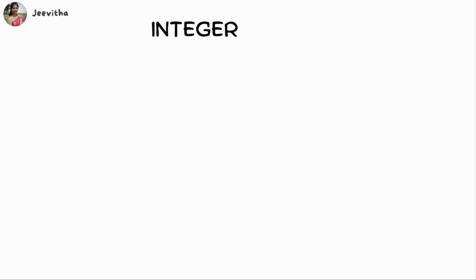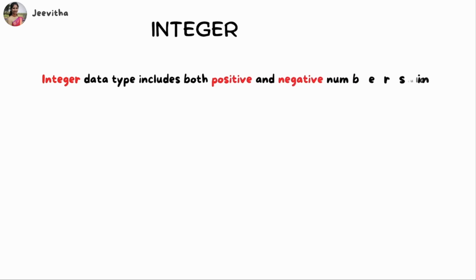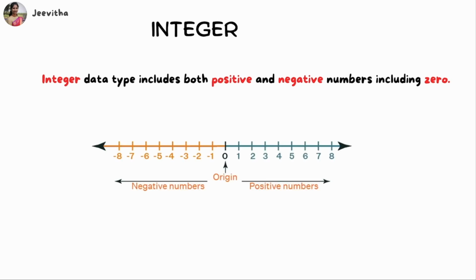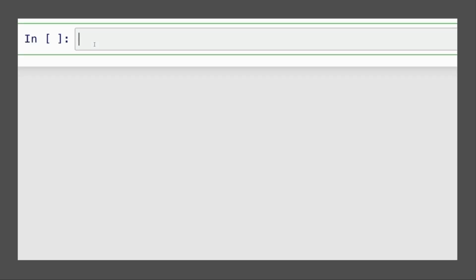What is integer? We all studied about this integer in our lower classes. Since our school days, we are studying this. Integer data type includes both positive and negative numbers, including 0. That means if you take any number line, all the values within a range of minus infinity to plus infinity is basically considered as an integer. Now let's see the practical implementation of an integer, like how to define integer, how to find the type of an object, all those stuff.